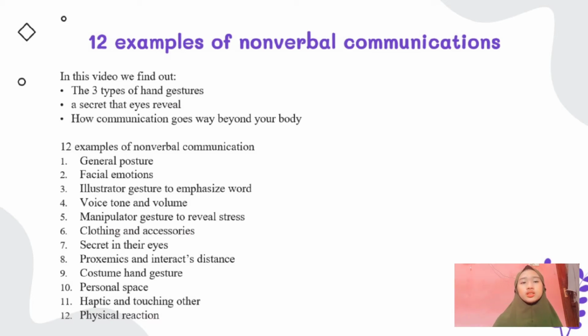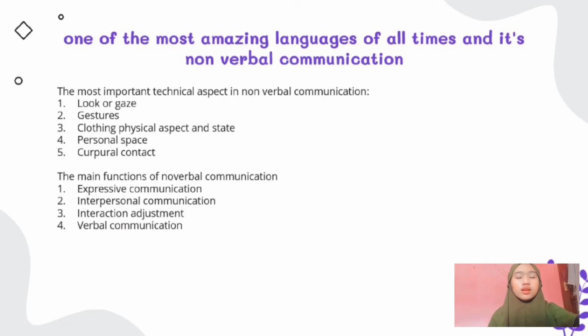12 is physical reaction. Physical reactions are the hardest body language signals to conceal. These reactions are automatic and they reveal an emotional reaction. Maybe the person feels threatened. The only way to control them is to control your own.